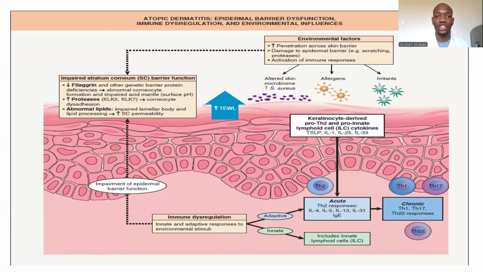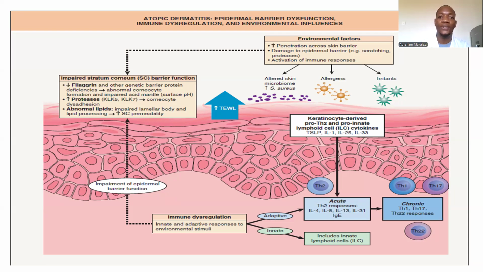So this flow chart tries to show you the interaction between the factors we talked about. Remember, in atopy, we say that one, someone has a genetic predisposition. Two, we have environmental factors coming into play. Then three, we have impaired barrier function. Then we have immune dysregulation of the host, all working together to give you the net effect of atopic dermatitis.